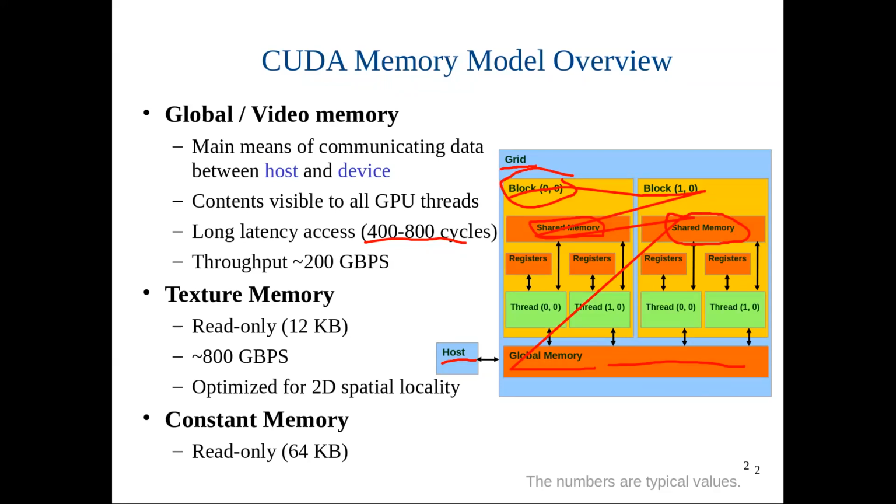Think about it like a cache only. In fact, it is mapped to the L1 cache of the streaming multiprocessor. But think of it like a cache, and therefore it's going to be available in a very small, tiny amount, a few kilobytes of memory.